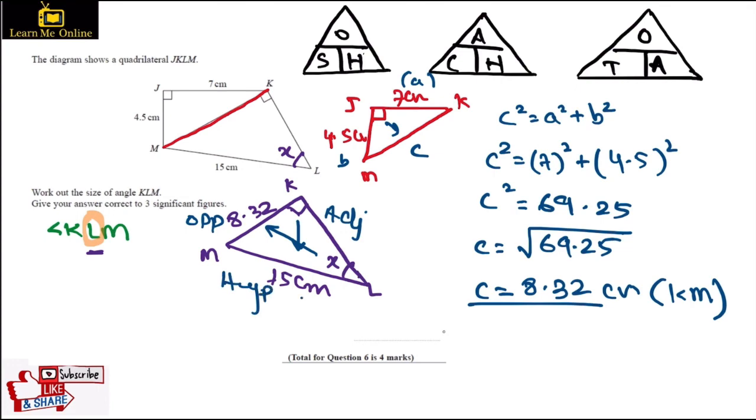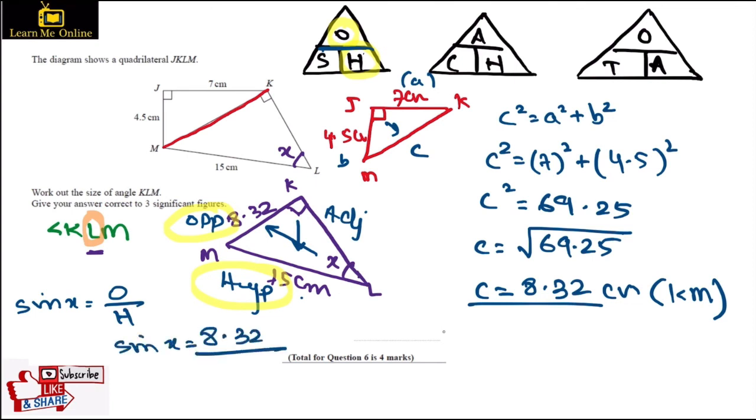Now we're going to see what's given to us and what we are finding out. So we are finding out the angle, and the two lengths which are given to us are the opposite and hypotenuse. So opposite and hypotenuse is going to be in the sine function. So we are using the sine function now. So I'll be writing down sine x equals, this line means divide, so we write opposite over hypotenuse. Sine x equals opposite, which is 8.32, over hypotenuse, which is 15. Because we are finding out the angle x, we do the inverse of the sine function.